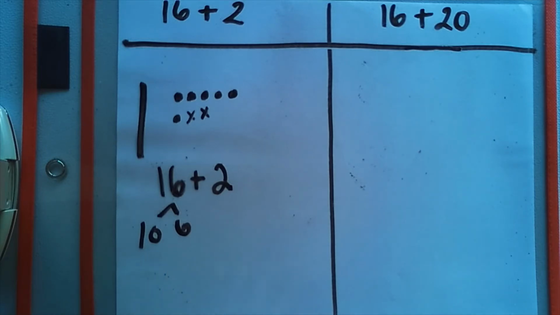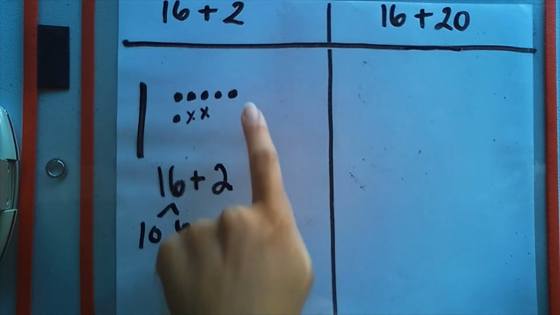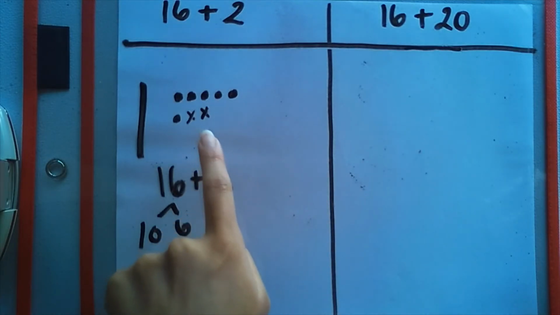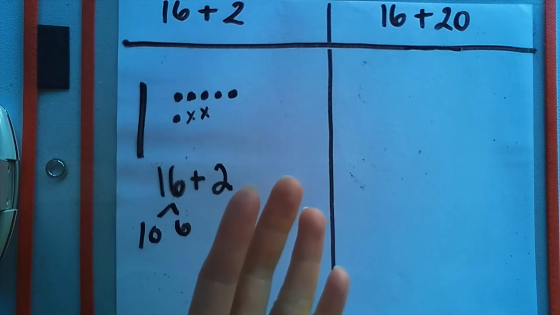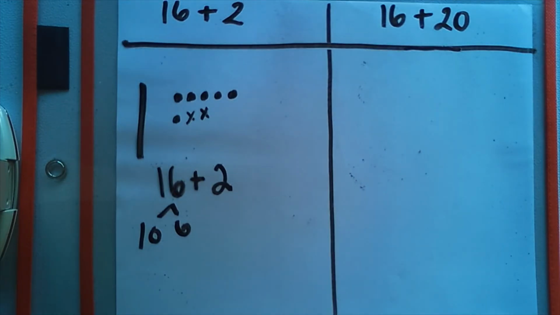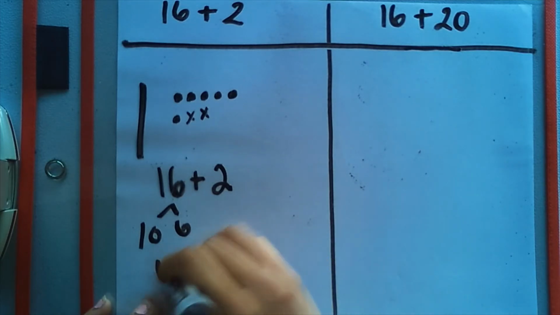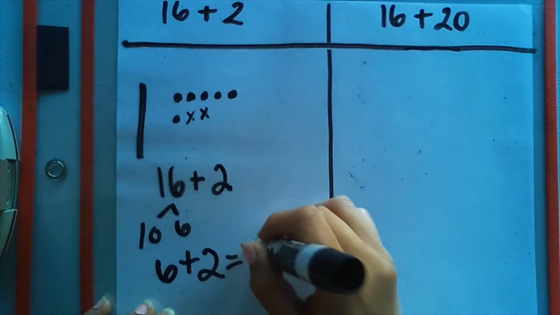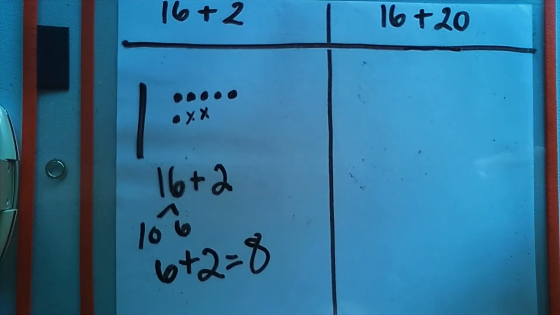I also find that it's easier, and you'll find that it's easier and just better to add 6 and 2, which are the ones. That's easy. 6 and 2 is 8. So let's go ahead and write that down. 6 and 2 is 8. 10 and 8 is 18.